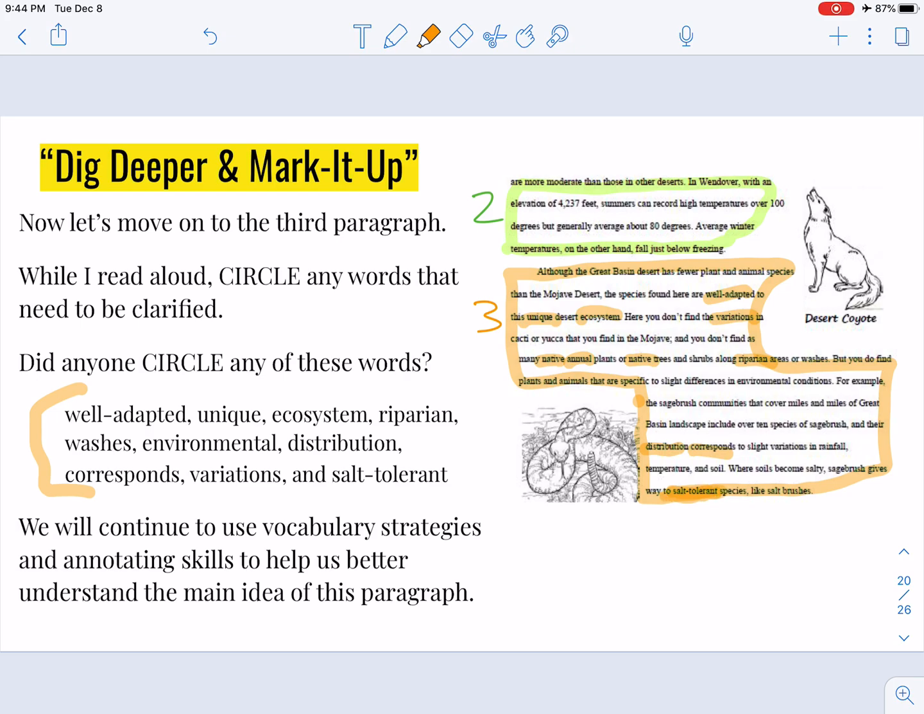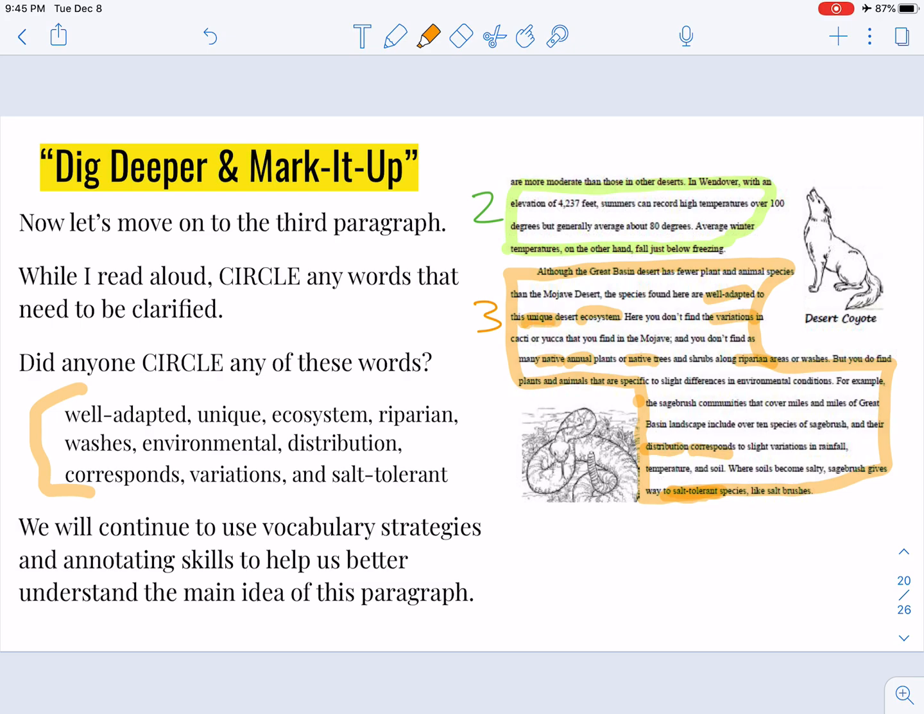Now, when we're talking about something that is well adapted to living somewhere, what does that mean? Think about it for a second. What does it mean to be well adapted? If you said that to be well adapted, it would have to have adapted to not only survive there, but to live well, right? This is kind of like when we talked about thriving, that when something is well adapted to its ecosystem, it's not only going to live, it's going to thrive.